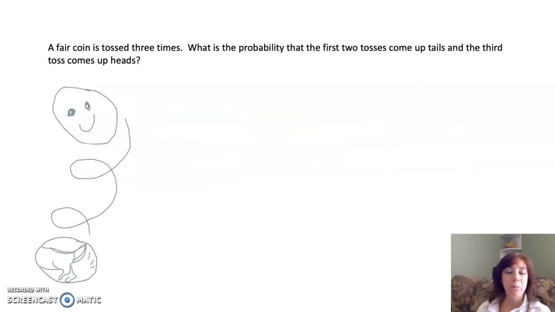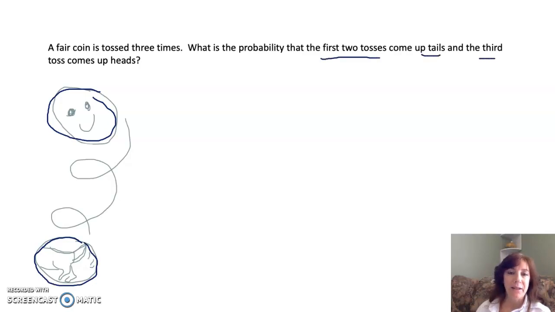All right, let's do another probability problem. You'll see one of these. I have a coin toss. So I could toss it heads or I could toss it tails. What's the probability that the first 2 tosses are tails and the third toss is heads?